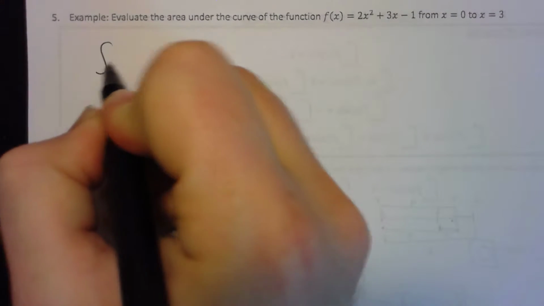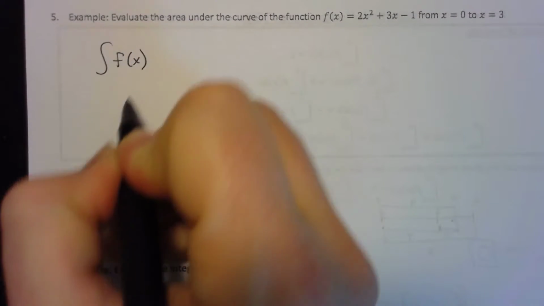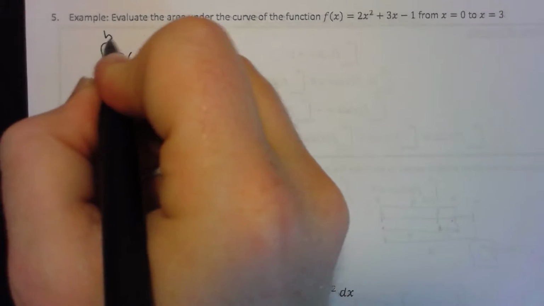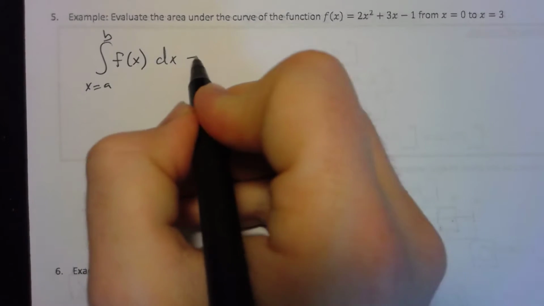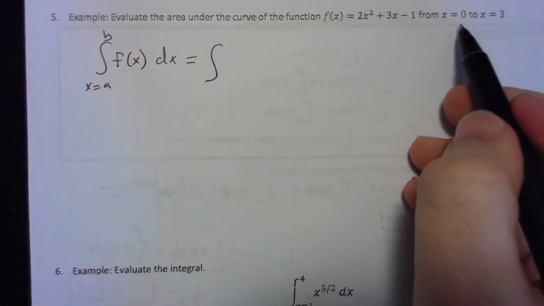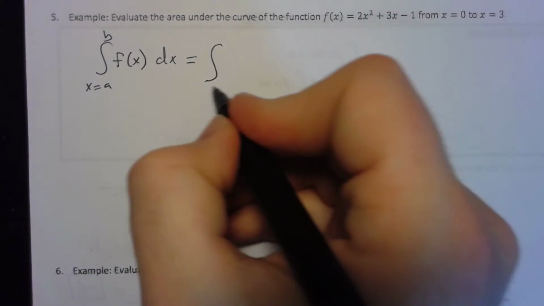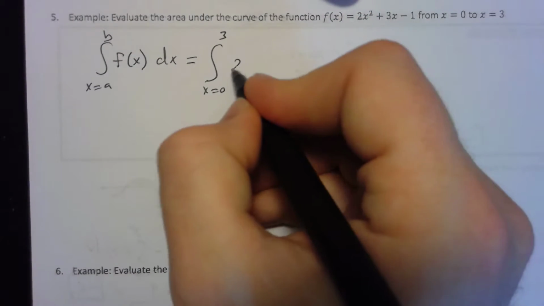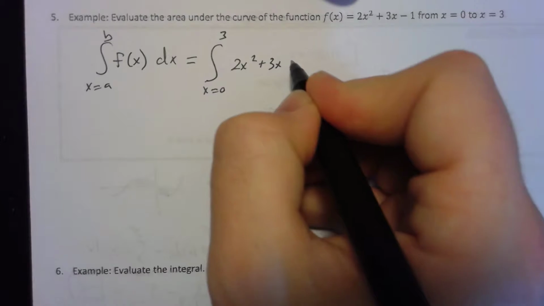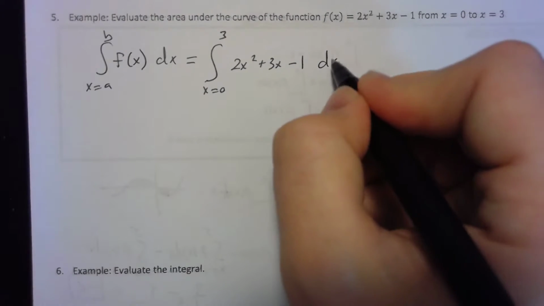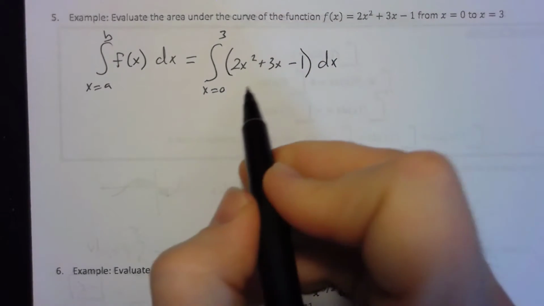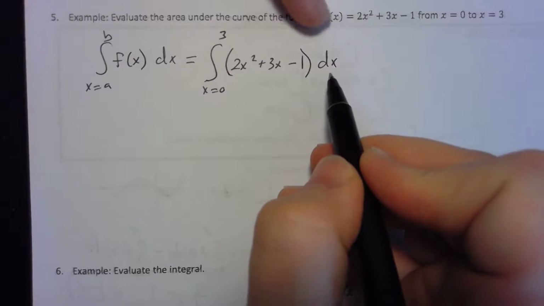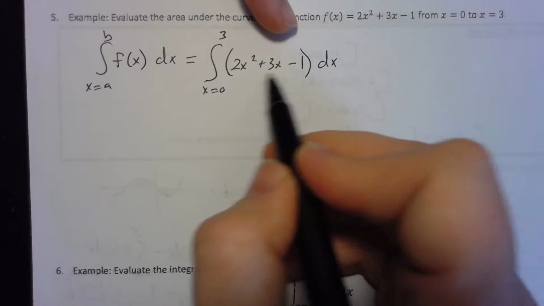Now, if I want to find the area under the curve, it is the integral of f of x dx from x equals a to b. This is the notation for the area under the curve. Given that I'm going from 0 to 3, I'm going to start at 0, go to 3, and now my function is 2x squared plus 3x minus 1 dx. Again, don't forget that notation of dx. I also notice I put those parentheses in there. They don't need to be in there because the dx tells me when the integral is ending.